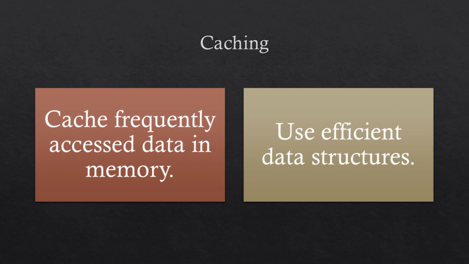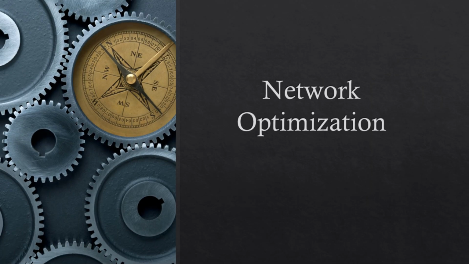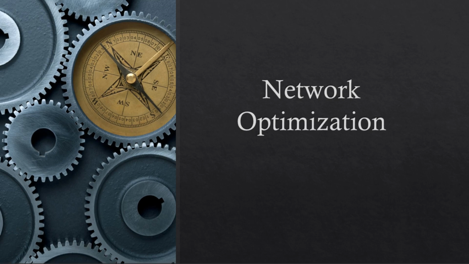Caching is another powerful optimization strategy. In-memory caching, we store frequently accessed data in memory, significantly reducing access times compared to disk reads. Efficient data structures. We use data structures that are optimized for quick retrieval and minimal memory usage, further enhancing application performance. Optimizing network communication is critical for both performance and reliability.